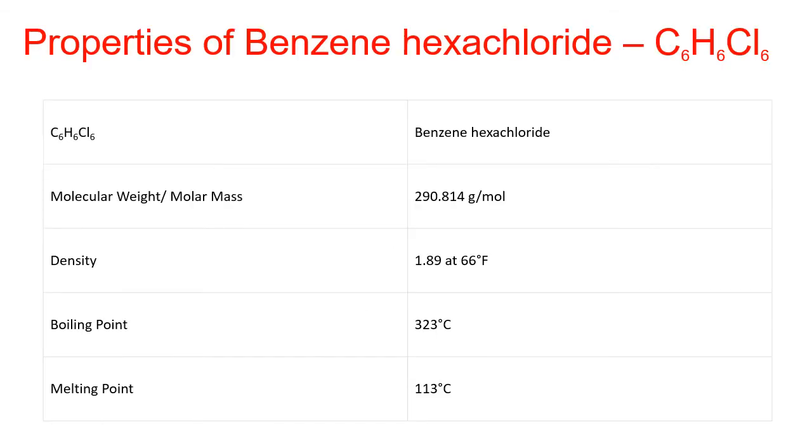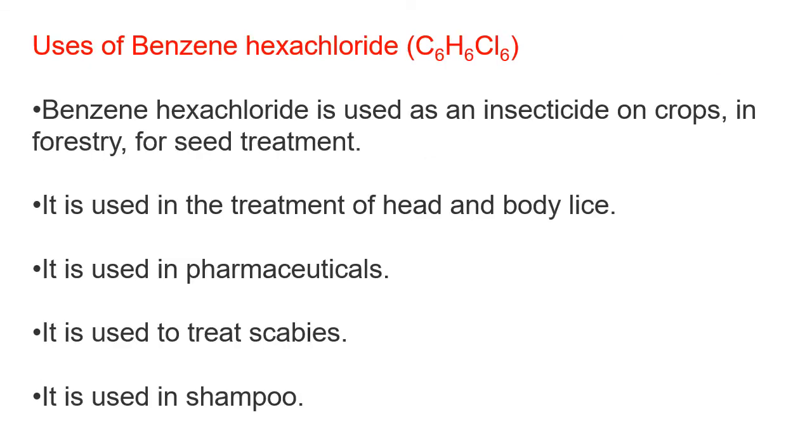Next, properties of benzene hexachloride. The formula of benzene hexachloride is C6H6Cl6. The molecular weight of BHC is 290.814 grams per mole, density 1.89 at 66 degrees Fahrenheit, boiling point is 323 degrees centigrade, and melting point is 113 degrees centigrade.